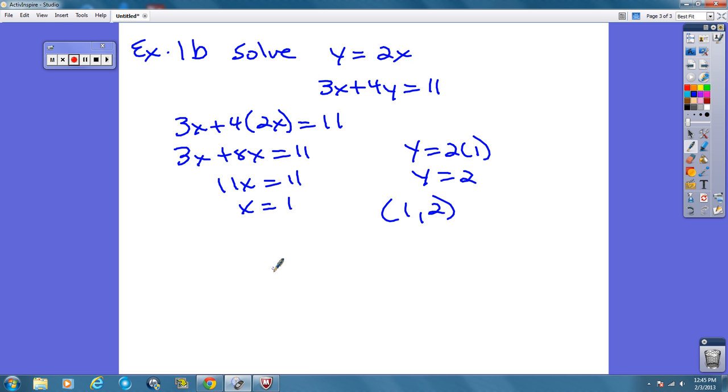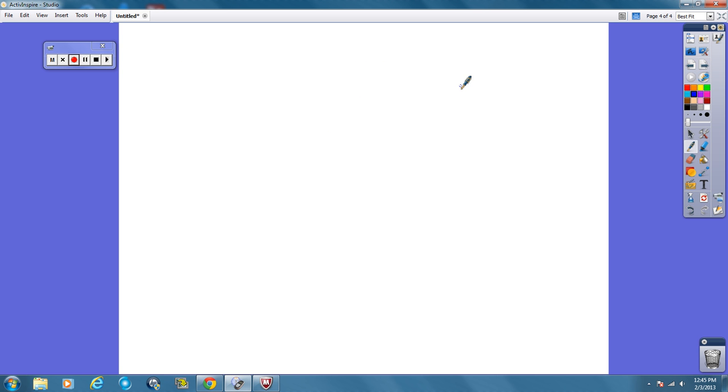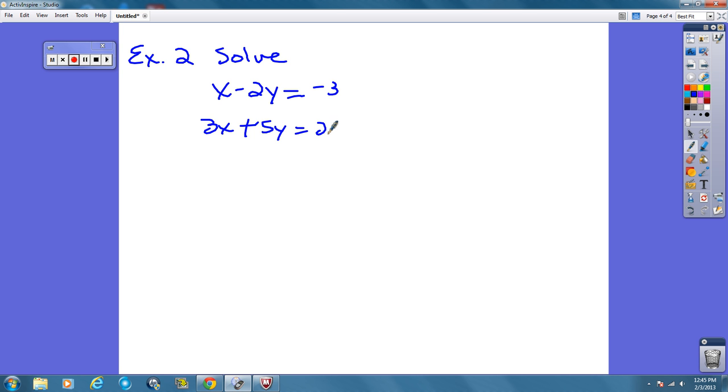Now, the next example I want to do is, notice in all of these examples, we had one equation that was already where y or x was by itself. But what happens when it's not? That's when you're going to have to do a little bit of manipulation and figure that out for yourself. So let's do example 2. And example 2, we're going to solve x minus 2y equals negative 3, and then 3x plus 5y equals 24.